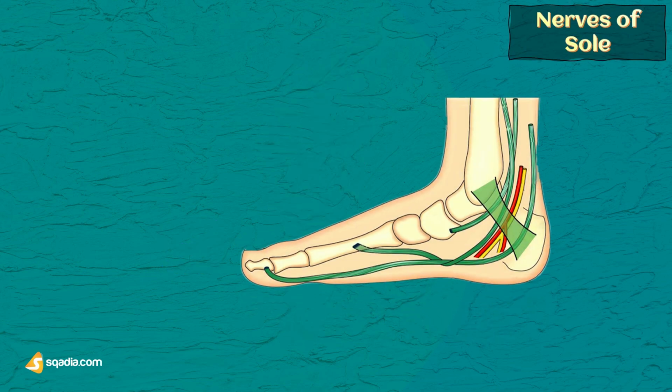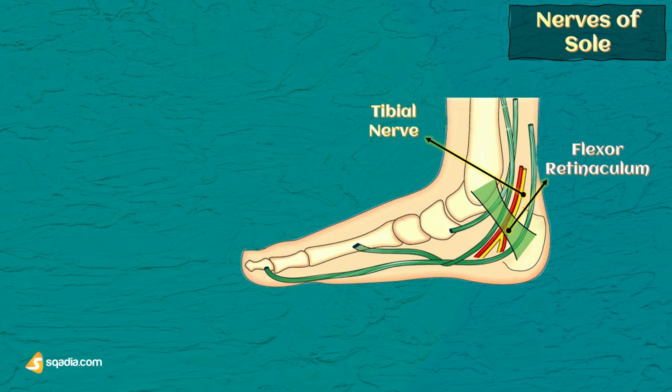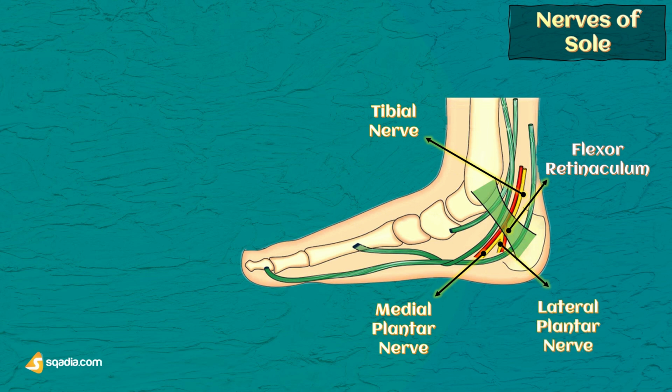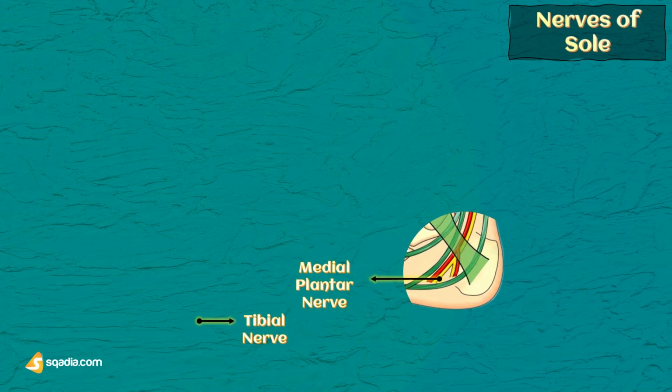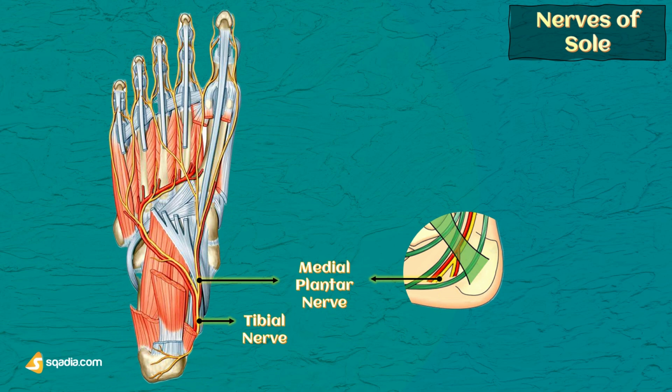Let's look at the nerves of sole. The tibial nerve passes behind the medial malleolus deep to the flexor retinaculum and terminates by dividing into the medial and lateral plantar nerves. These nerves innervate the muscles of the sole as we have discussed earlier.